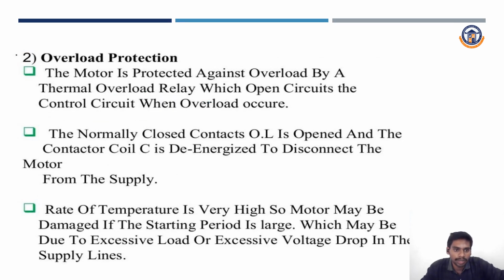Next one is overload protection. The motor is protected against overload by the thermal overload relay, which open circuits the control circuit when overload occurs. The normally closed contact is opened and the contactor coil C is de-energized to disconnect the motor from the supply. The rate of temperature rise is very high, so the motor may be damaged if the starting period is large, which may be due to excessive load or excessive voltage drop in the supply lines.